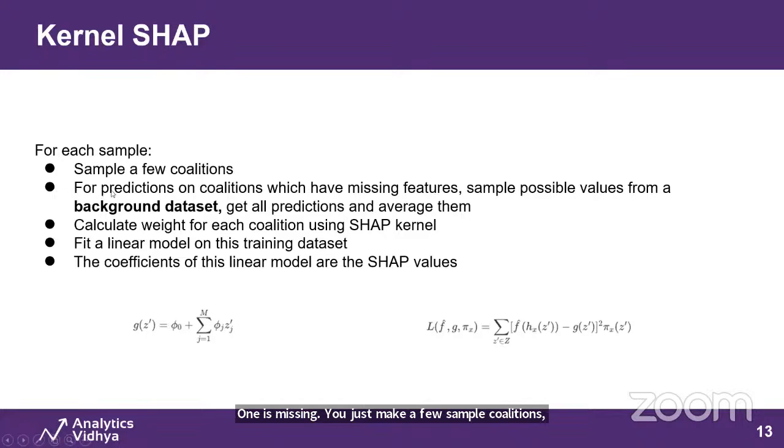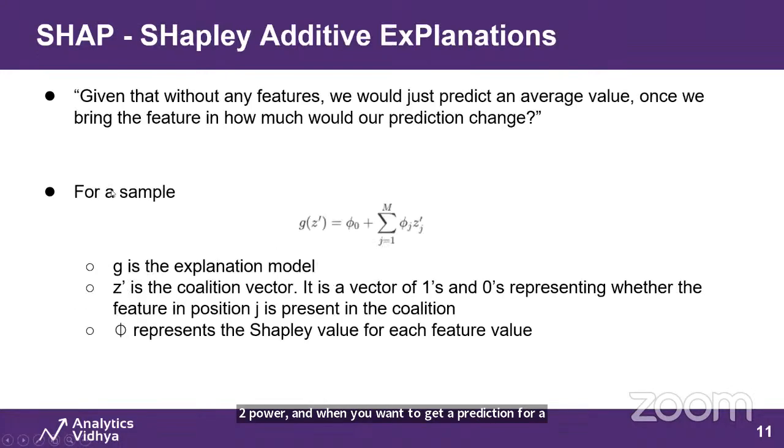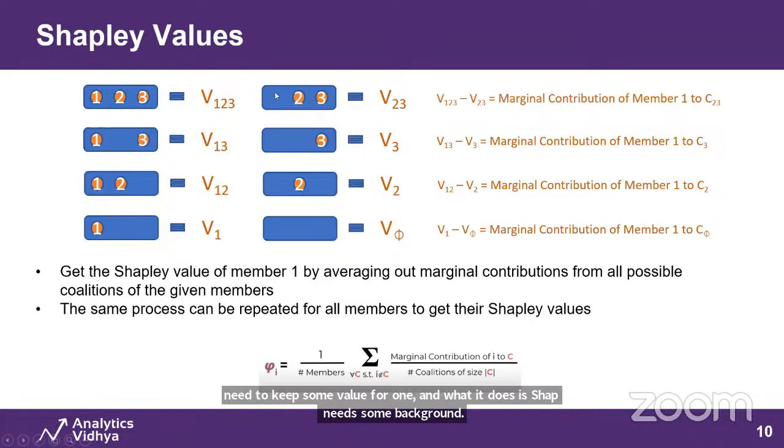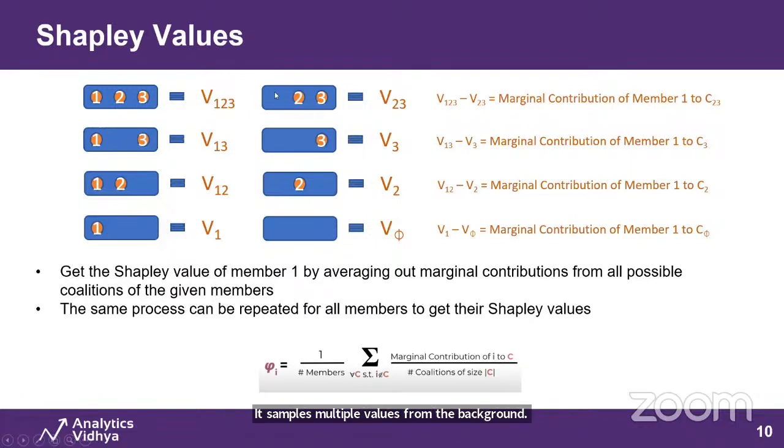And when you want to get a prediction for a sample, let's say of this sort, we know that the output for 1 2 3 through the model is V123. But how do you get the prediction for 2 and 3? You need to get some value for 1. And what it does is SHAP needs some background data set, which we decide. And that background data set, it samples multiple values from the background data set. And it uses that value here, gets a prediction, and does that for all the background samples and gets an average value.